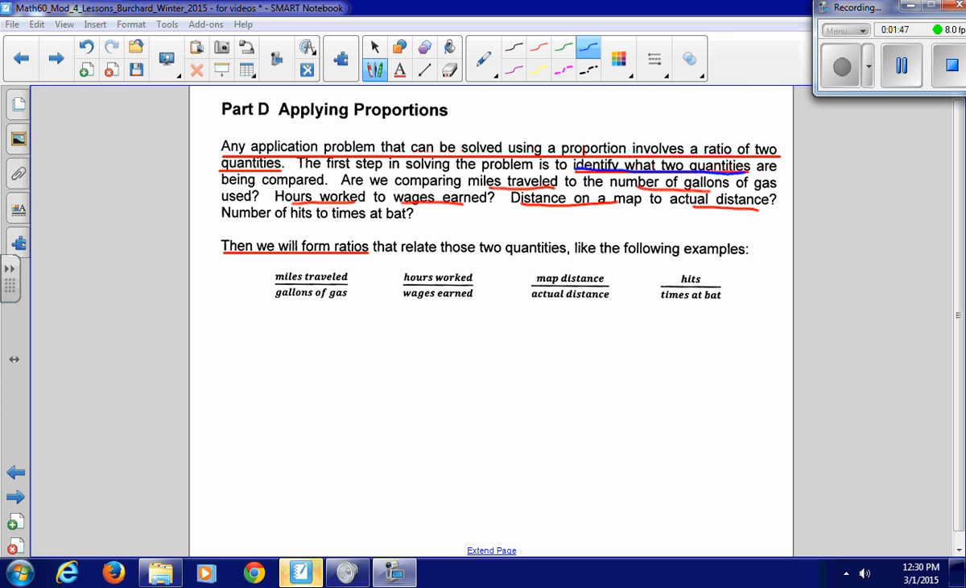For some of the examples we just used, we have the number of miles traveled as a ratio of gallons of gas: miles traveled per gallon of gas. Hours worked to wages earned. Map distance to actual distance. So these are ratios that we use. We figure out in a word problem that there's a connection between these two numbers, and then we make a ratio, and eventually we'll use a proportion to solve the problem.